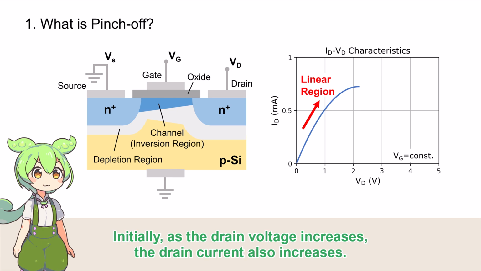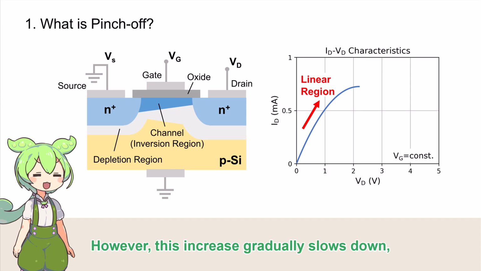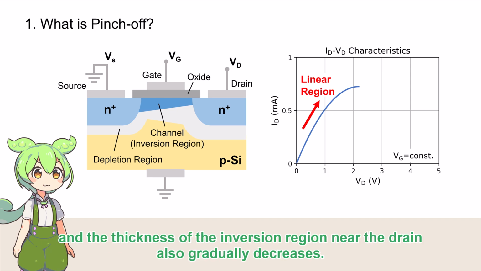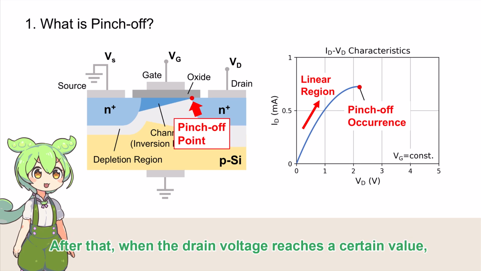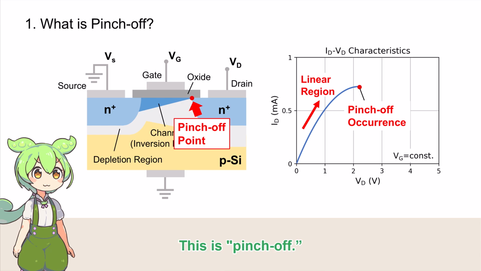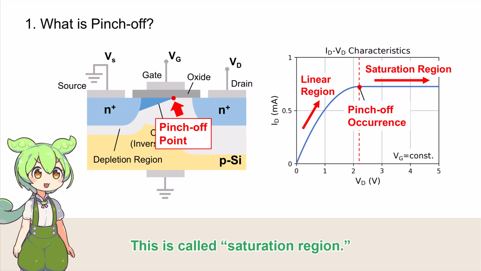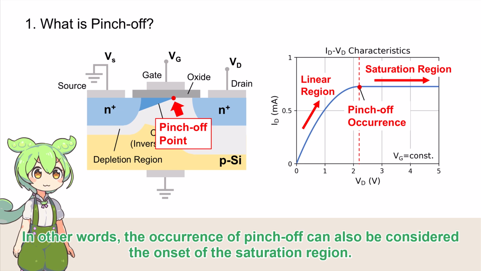Initially, as the drain voltage increases, the drain current also increases. This is called the linear region. However, this increase gradually slows down, and the thickness of the inversion region near the drain also gradually decreases. After that, when the drain voltage reaches a certain value, the thickness there eventually becomes 0. This is pinch-off. After pinch-off occurs, the current does not increase even if the drain voltage is further increased. This is called the saturation region. In other words, the occurrence of pinch-off can also be considered the onset of the saturation region.